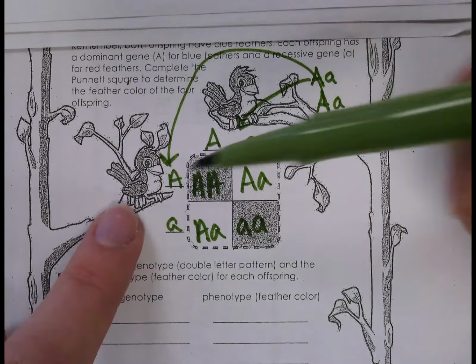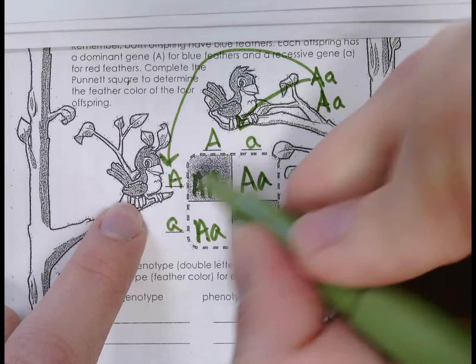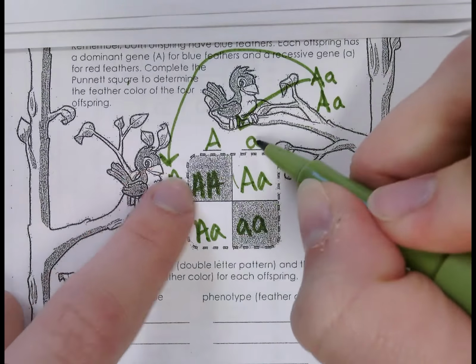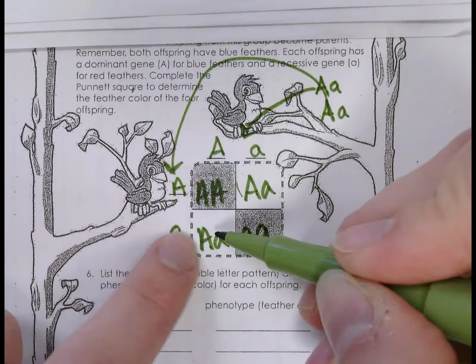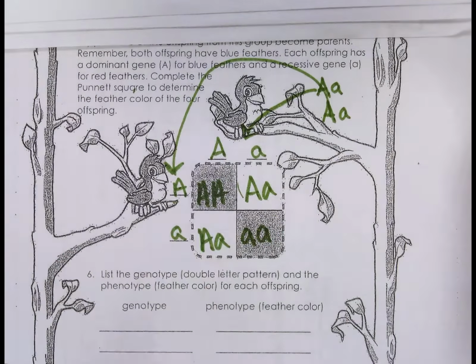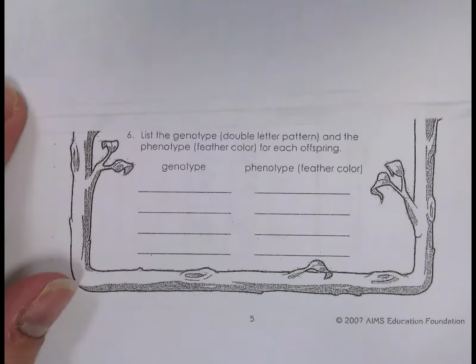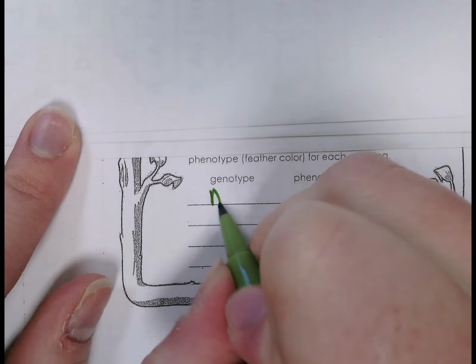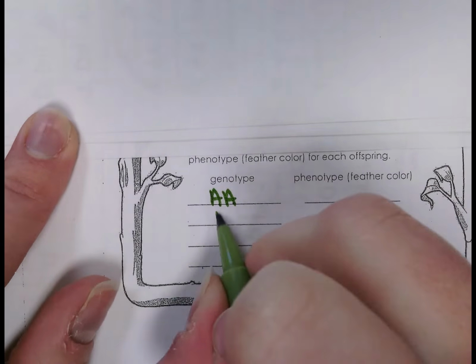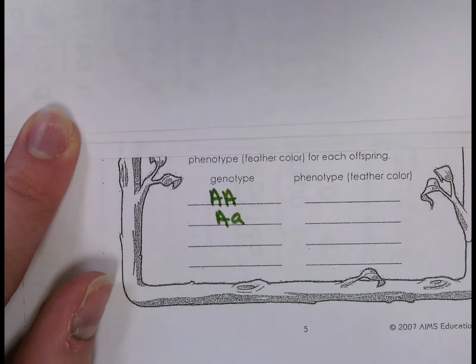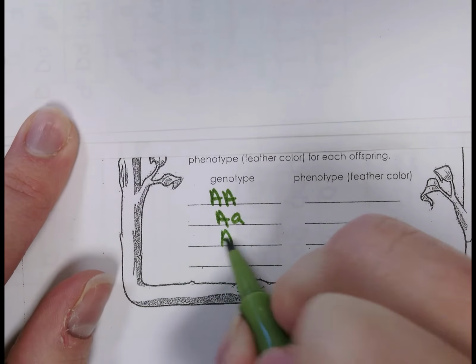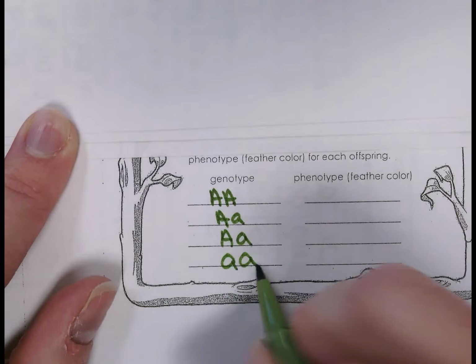So this Punnett square comes from these two. This square right here comes from those two combining. This square comes from those two, and this one comes from those two. And again, the more practice you get at this, the better off you're going to be. So list the genotype or double letter pattern and the phenotype for the feather color. This comes directly from this little Punnett square right here. So my genotype, the first one was AA, another one was AA. Next one is big A, little a, and then two little a's.